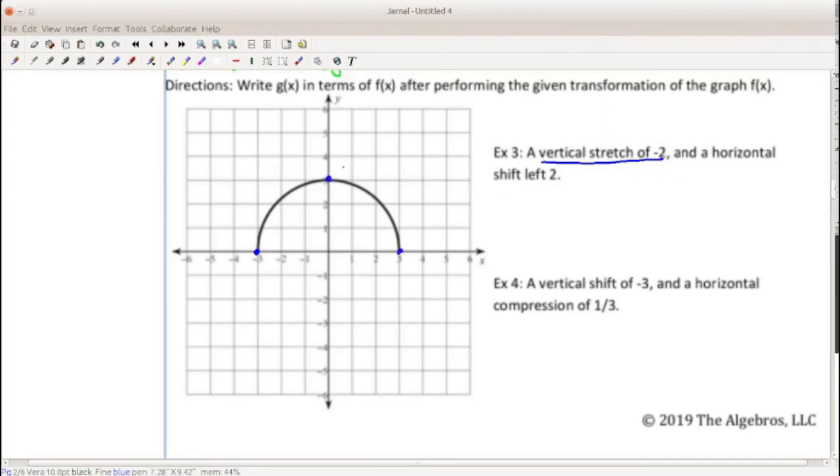So vertical stretch of -2. Well, the y value here is 0. 0 times -2 is still going to be 0. This isn't going to move at all for the vertical stretch part.